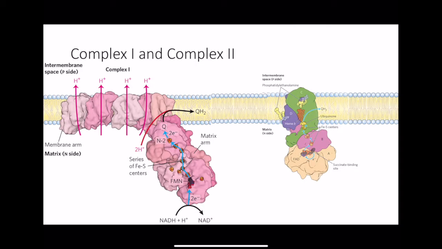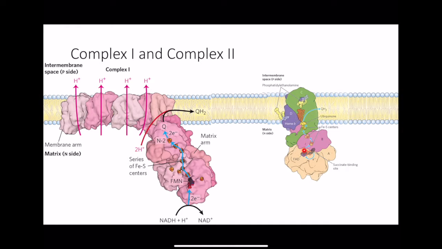Complex 2 is also known as succinate reductase, and within this complex we can find succinate dehydrogenase, which had been previously seen in the citric acid cycle. So if we recall, in the citric acid cycle, succinate dehydrogenase will actually oxidize succinate into fumarate, forming FADH2, the reduced form of FAD. So as we can see here, this is the binding site for succinate. It will be oxidized into fumarate, and this FAD will be reduced into FADH2.